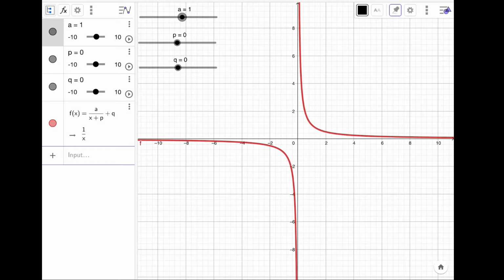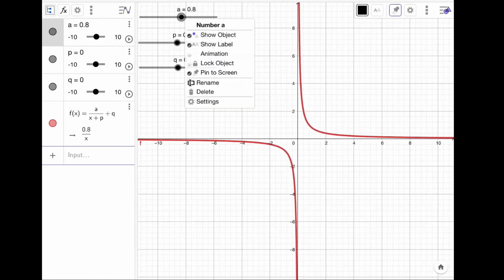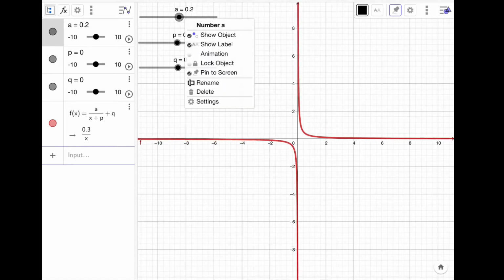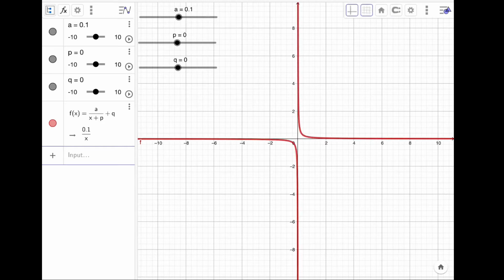So if I go back to 1 where we started, there's 1. Now if we move in closer to 0, notice that this time it's pulling closer and closer to my asymptotes in the opposite way. So we can see when we get a value bigger than 1, our graph moves away from the asymptotes. And when we have a value between 0 and 1, our graph moves closer to our asymptotes.